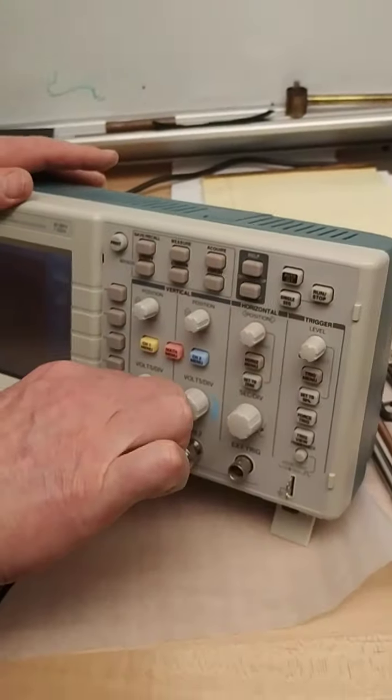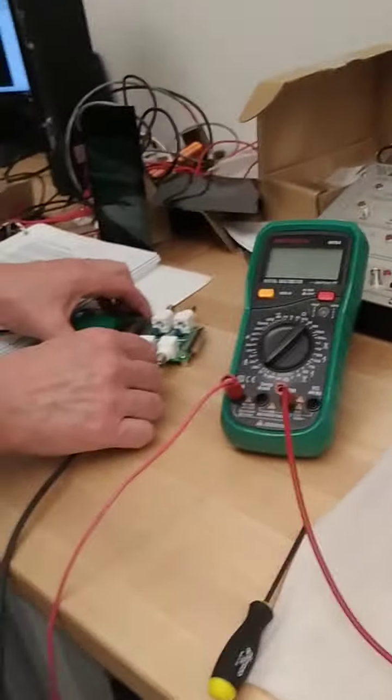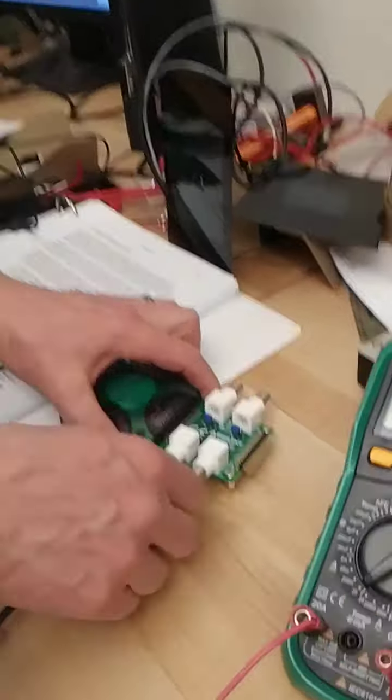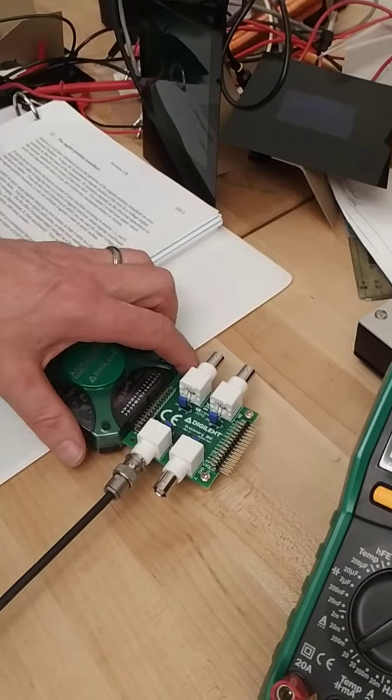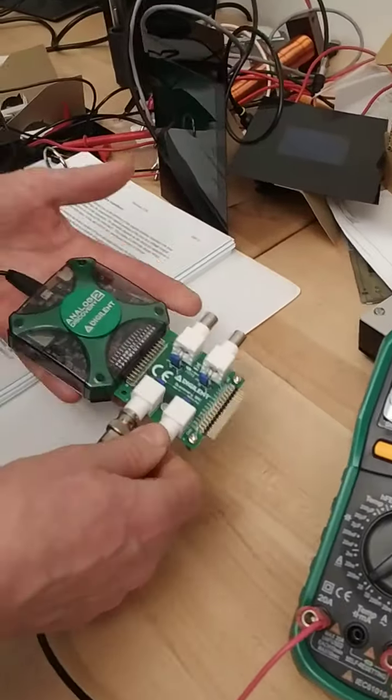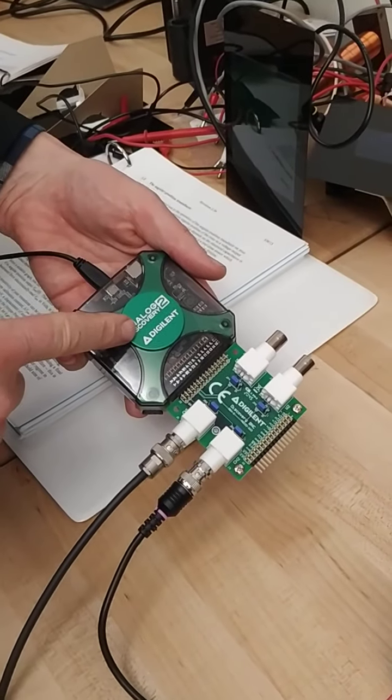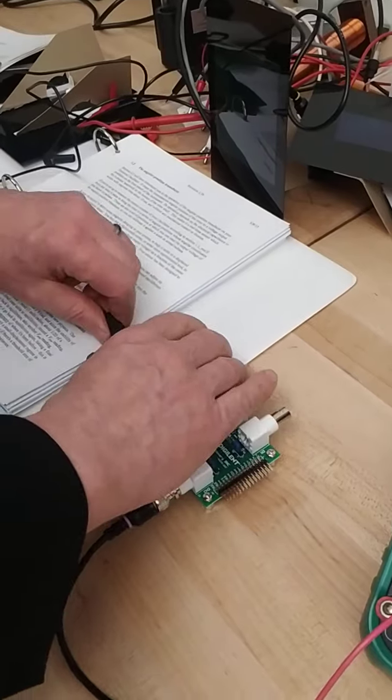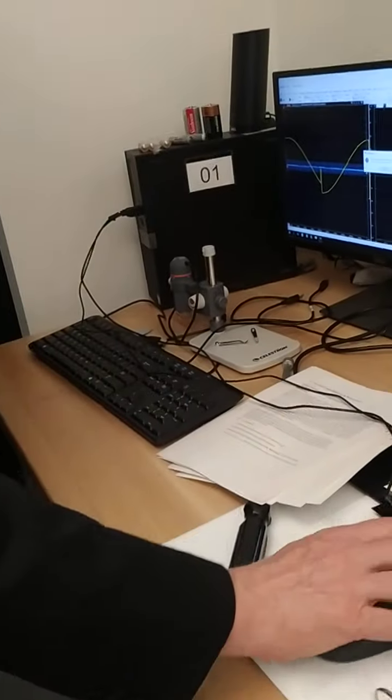Now we have an even better setup over here. This is particularly useful. Could you point the camera at this? Sure. There we go. Okay. And now, this is an Analog Discovery USB oscilloscope. This is really handy. This is super modern.